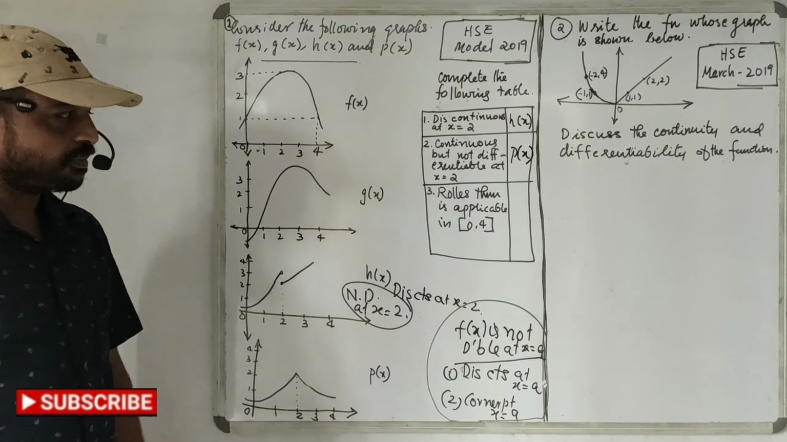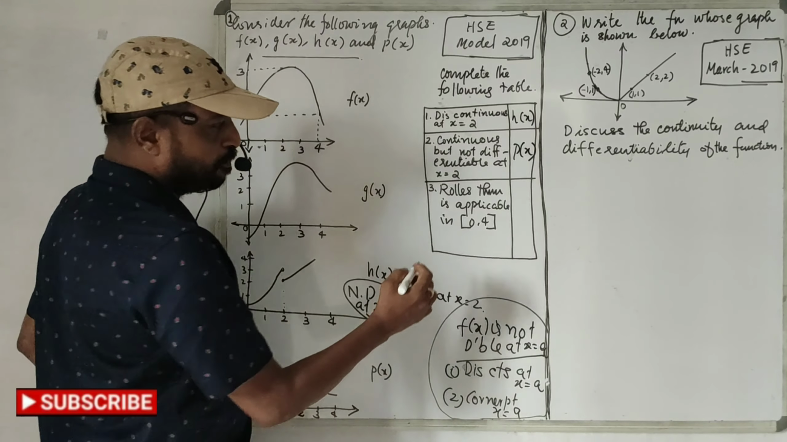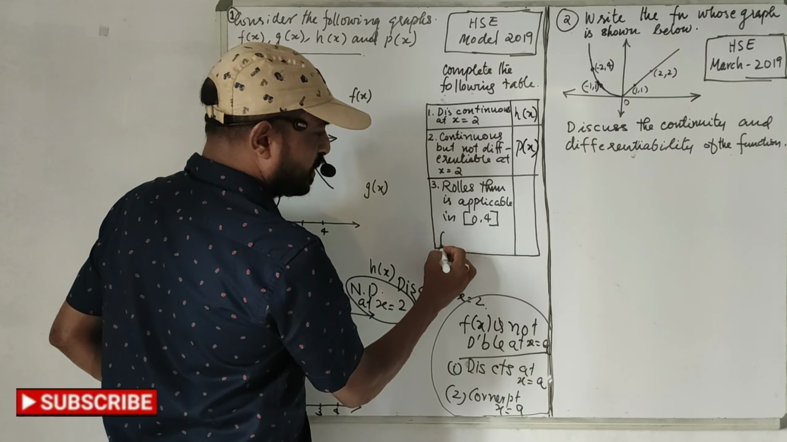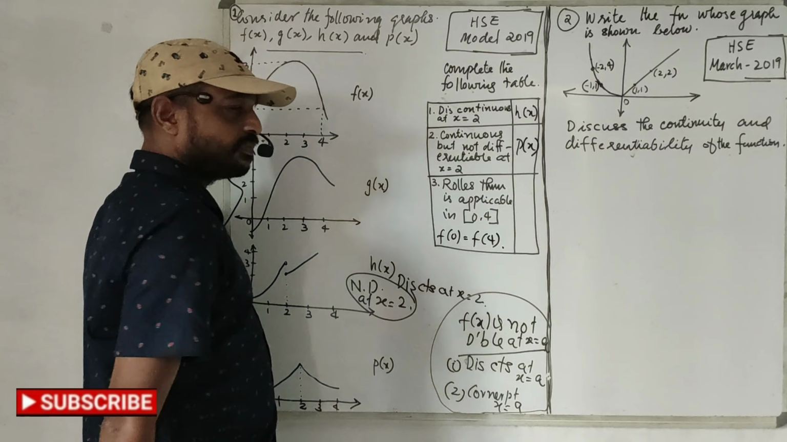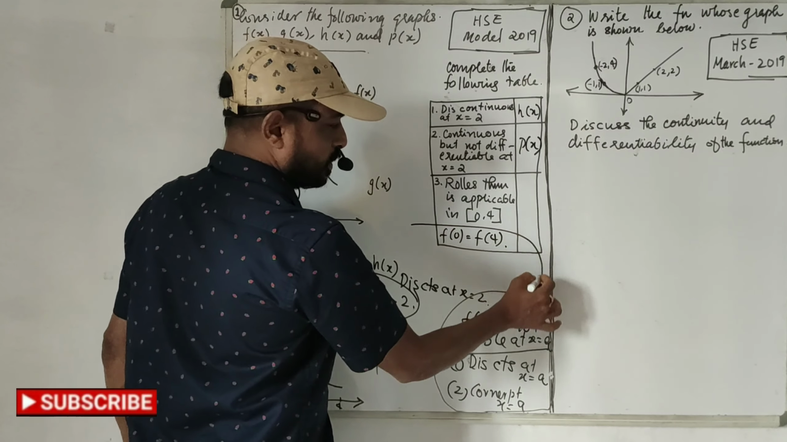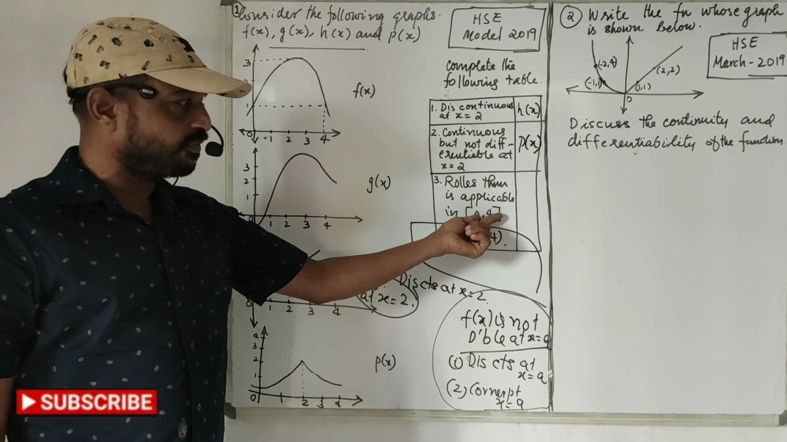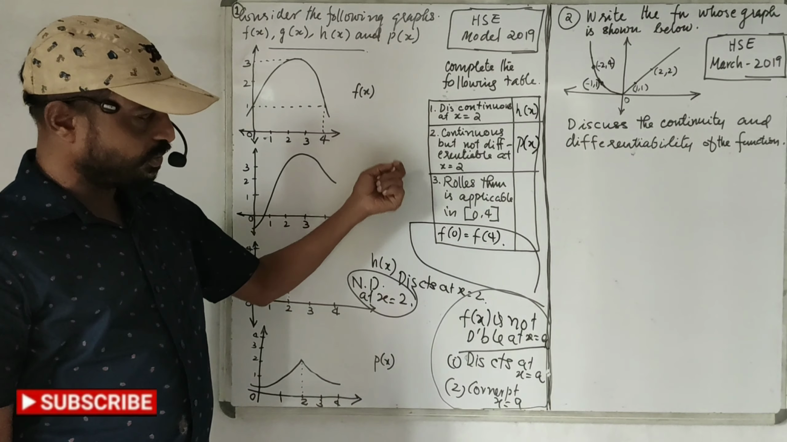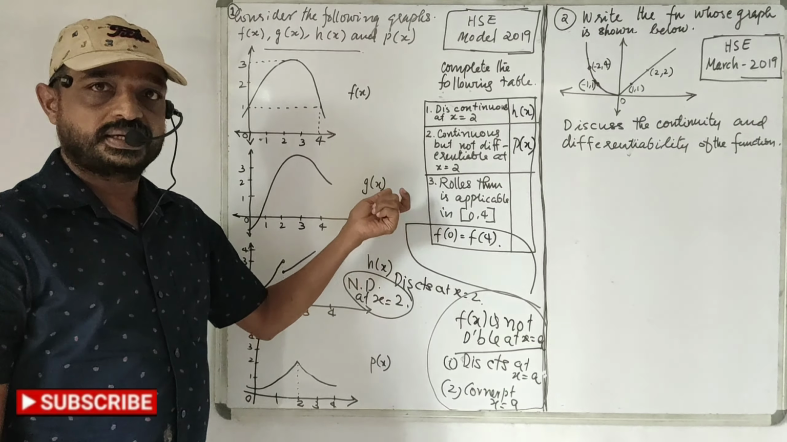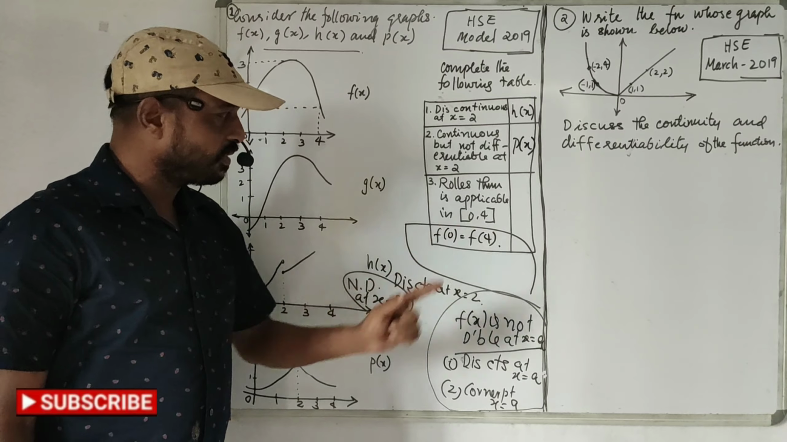Third, Rolle's theorem is applicable in the closed interval 0, 4. See, in order to apply Rolle's theorem, what is the condition? F of 0 must be equal to f of 4. For the applicability of Rolle's theorem, f of a is equal to f of b. This is one of the conditions of Rolle's theorem. The other two conditions are that f of x must be continuous and differentiable.